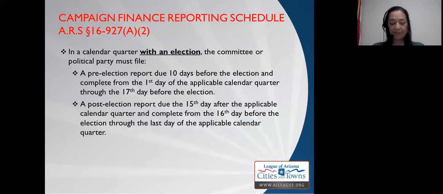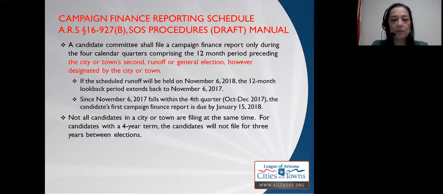So obviously, if you have an election, then we have the pre-election report, and that's due 10 days before the election, and that has to be complete through the first day of the calendar quarter through the 17th day before the election. And then you have your post-election report, or as the SOS says, just the quarter report, and that's due the 15th day after the calendar quarter, and then it's complete from the 16th day through the last day of the quarter. And for me, it's just always easier to see it in examples.